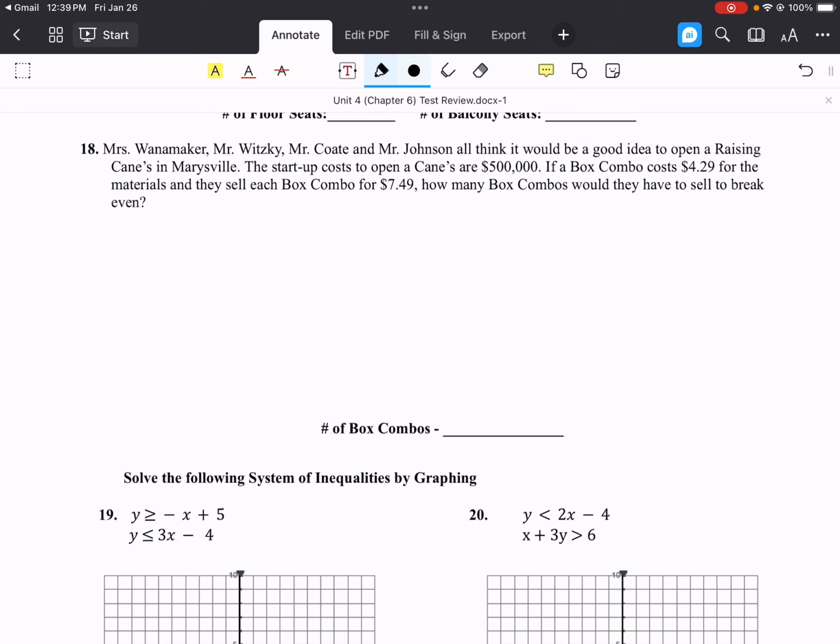Question 18. Mrs. Wanamaker, Mr. Witzke, Mr. Coate and Mr. Johnson all think it would be a good idea to open a Raising Cane's in Marysville. The startup costs to open a Cane's are $500,000. If a box combo costs $4.29 in materials to make, and then they sell for $7.49, how many box combos would you have to sell to break even?